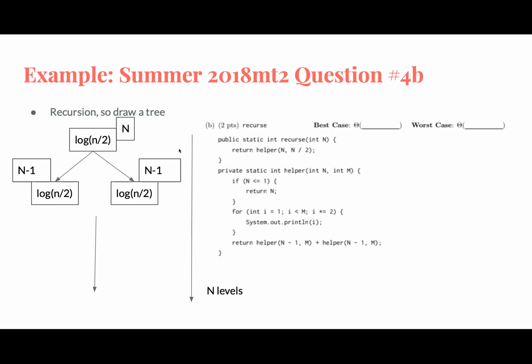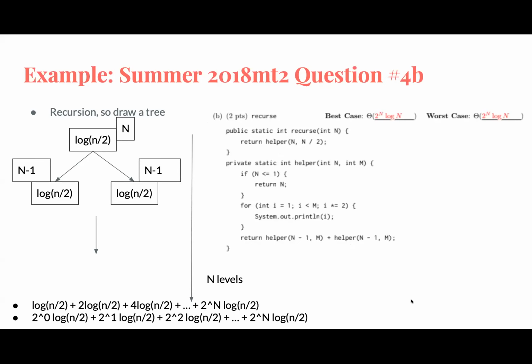So on the next level, each n is going to be equal to n minus 1. And then the runtime is still going to be log of n divided by 2 since m doesn't change. Okay, so m is always going to be equal to n divided by 2. And then as we can see here, there are going to be n levels if we keep going. Actually, next slide. Yeah, so there's going to be n levels if we keep going. And this is going to give us a sum of log of n divided by 2 plus 2 times log of n divided by 2 plus 4 times log of n divided by 2, all the way to 2 to the n times log of n divided by 2.